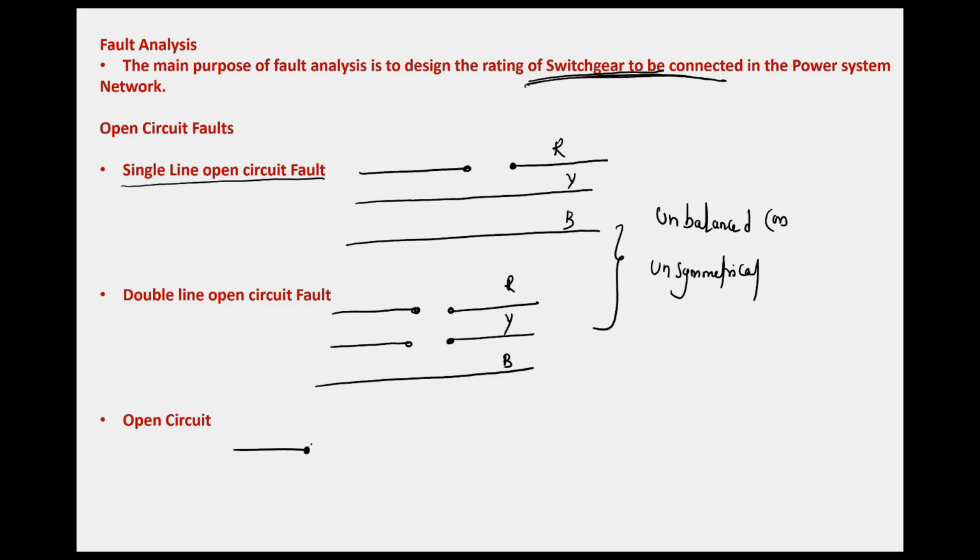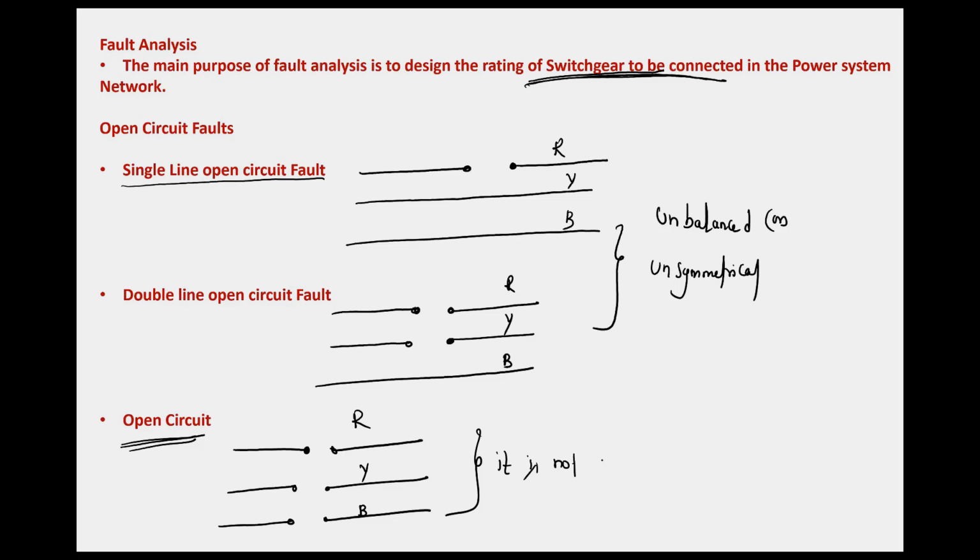Suppose 3 conductors get opened, that means all 3 conductors get opened, then it is not considered a fault. It is not a fault. We simply call this an open circuit. The circuit has an open circuit. It is not a fault. We simply call this an open circuit.